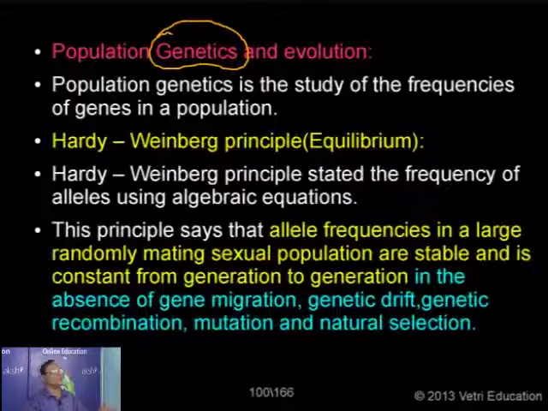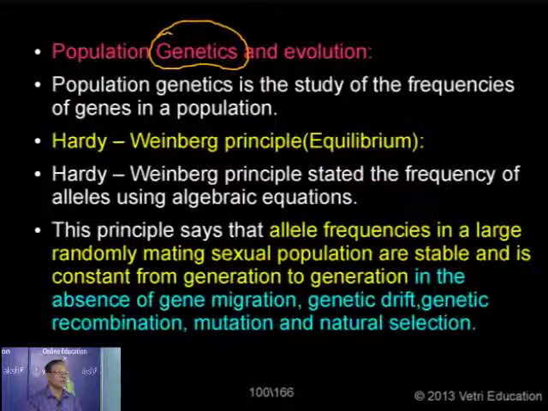But in population genetics, we are not counting the number of individuals, but giving importance to the frequency of alleles: how many alleles of A, how many of B, how many of C. We are not counting the number of males, females or infants. Population genetics is mainly based on calculating allelic or gene frequencies. The study of gene frequencies or allele frequencies in a population is called population genetics.